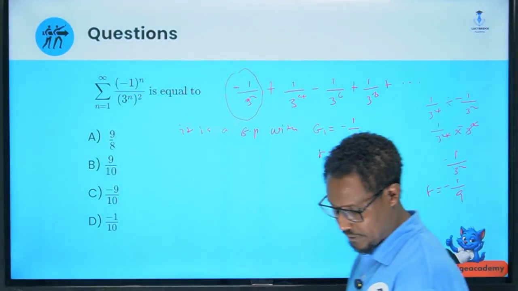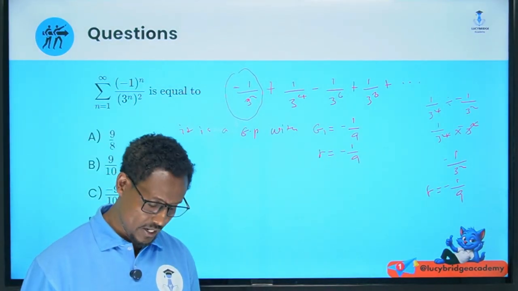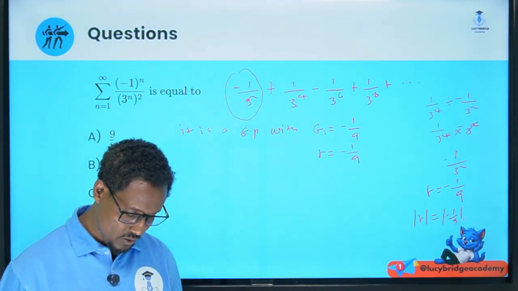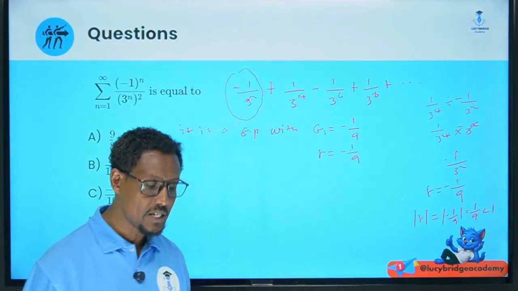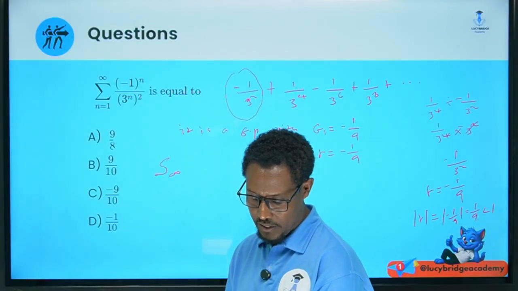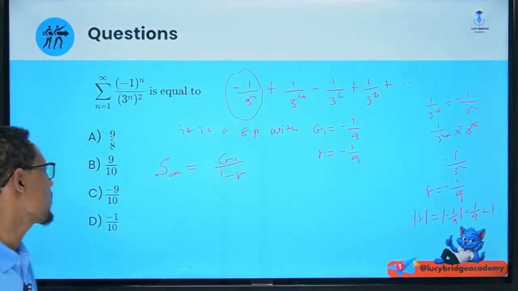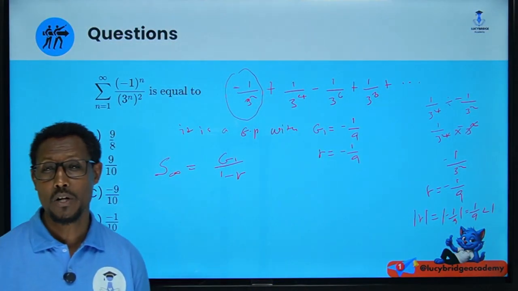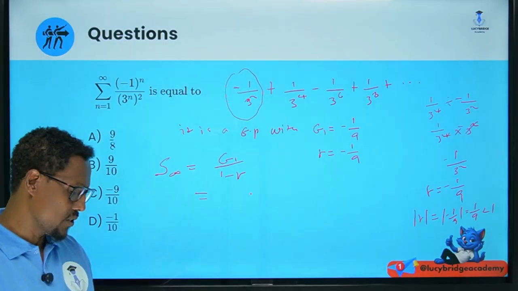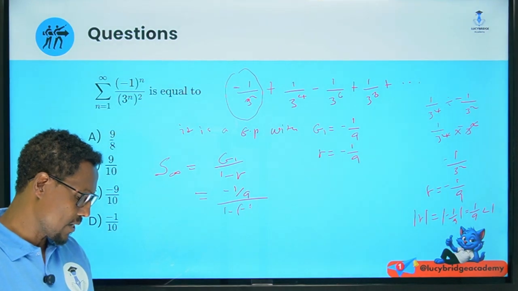Okay, since the absolute value of the common ratio, the absolute value of R, is equal to the absolute value of minus 1 over 9, which is 1 over 9, which is less than 1, we can use the infinite series S infinity, which is equal to G1 over 1 minus R. We use this formula to find the infinite series because the common ratio is less than 1. I know that G1 is minus 1 over 9 and R is also minus 1 over 9.